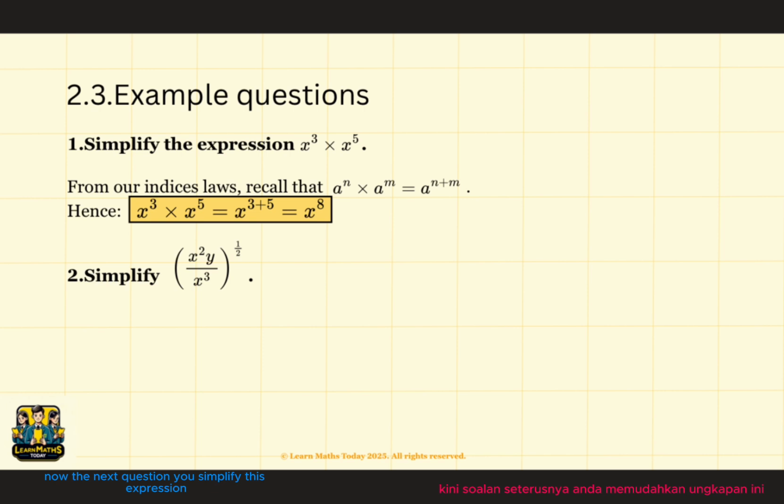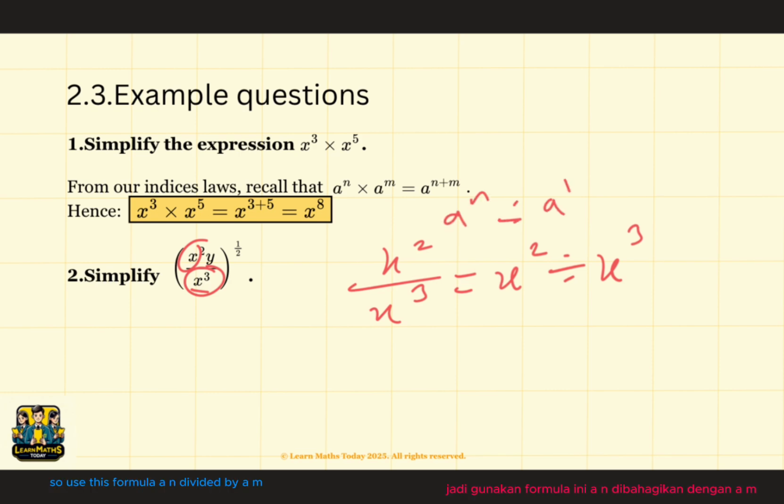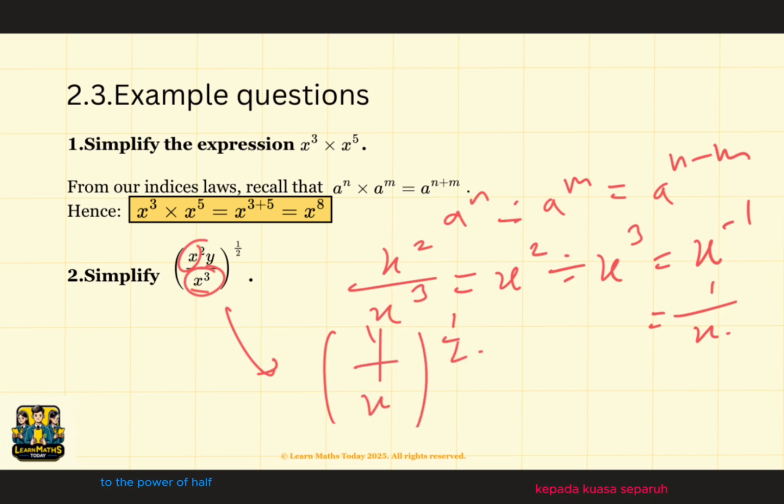Now the next question, you simplify this expression. So as you can see, there's an x squared at the top and an x cubed at the bottom. So the first thing you want to do is try and cancel it out. So if you remember, this is just x squared divided by x cubed. So you use this formula a to the power of n divided by a to the power of m, which will give you a to the power of n minus m. So this will give you x to the power of -1. And remember, that's just 1 over x. So you can basically write this expression as y over x to the power of half.